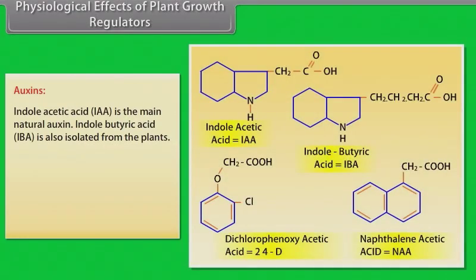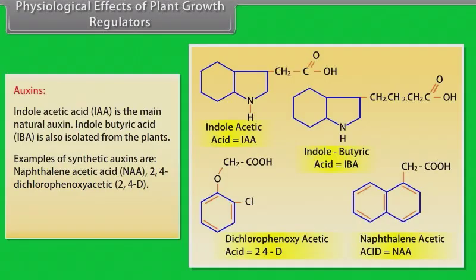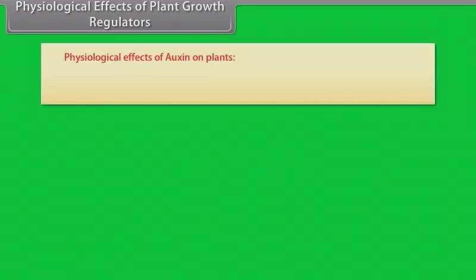Physiological effects of plant growth regulators. Auxins. Indole acetic acid is the main natural auxin. Indole butyric acid is also isolated from plants. Examples of synthetic auxins are naphthalene acetic acid and 2,4-dichlorophenoxyacetic acid. All these auxins are very useful in the agricultural field. Physiological effects of auxin on plants.